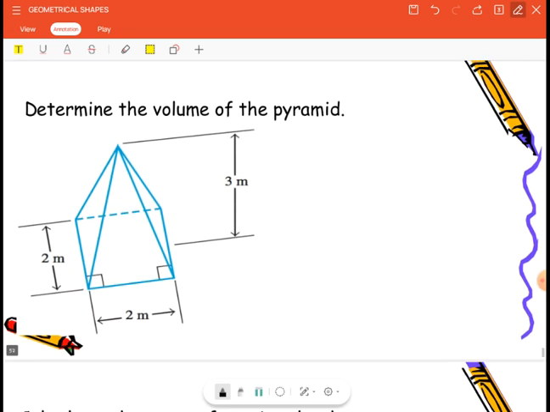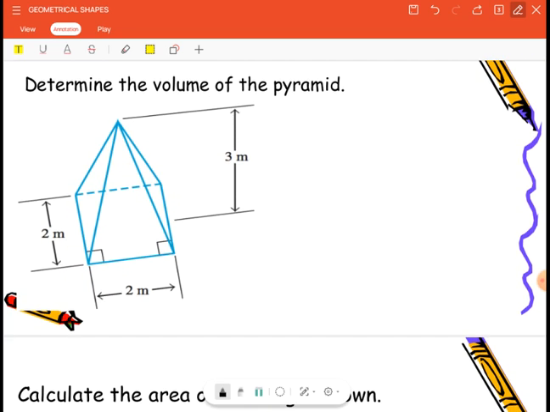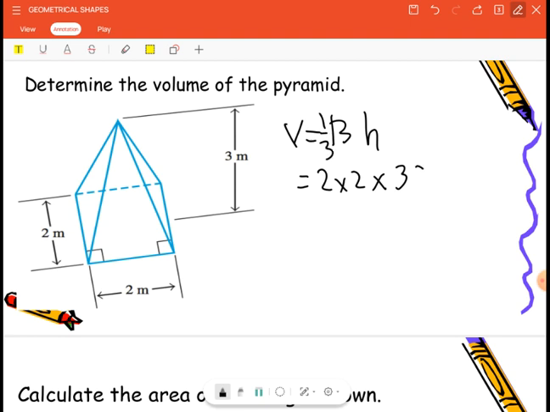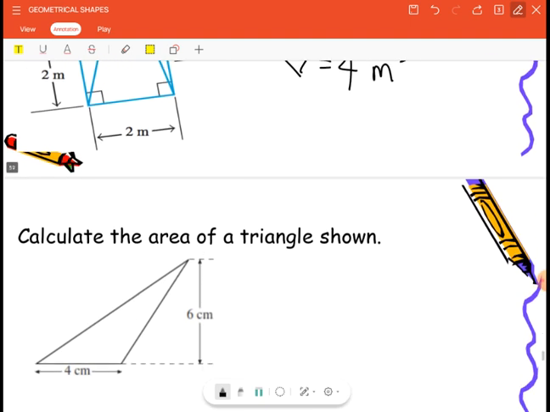Okay? So, halimbawa ito, determine the volume of the pyramid. Kukunin muna natin yung base niya. So, yung base niya ay squared, so that is equals to 2 times 2 times yung height na 3. May 1/3 pala ito dyan. Multiply ko na lang siya by 1/3. And yung volume niya na lalabas is equal siya sa 2 times 2 times 3, that is 12 times 1/3 divided by 3, that is 4. Okay, 4 cubic meter.